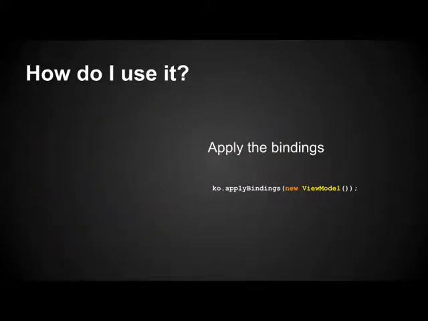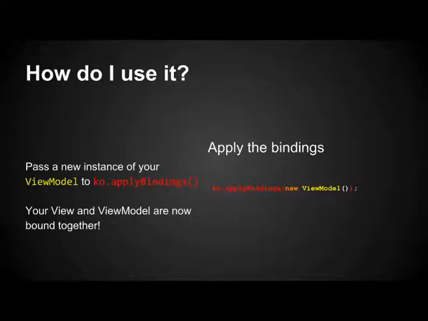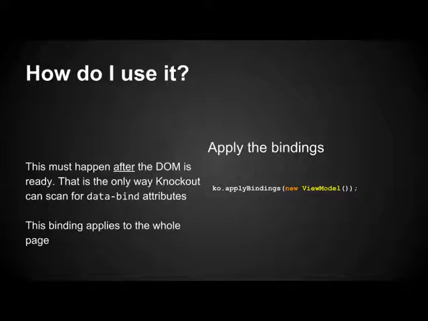The last part is ko.applyBindings. This is where your view and your view model get tied together. By passing a new instance of your view model to the applyBindings function, Knockout will go through, parse your data binds, and wire everything up for you. And everything is bound together. This has to happen after the DOM is ready.